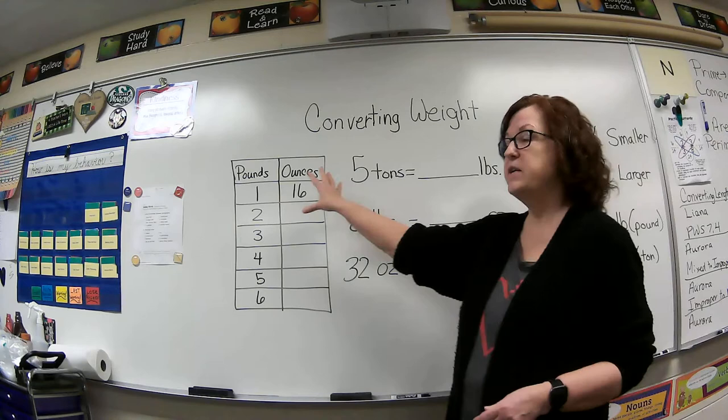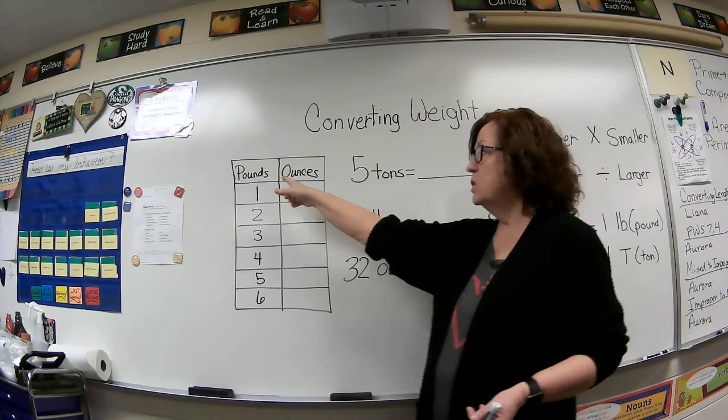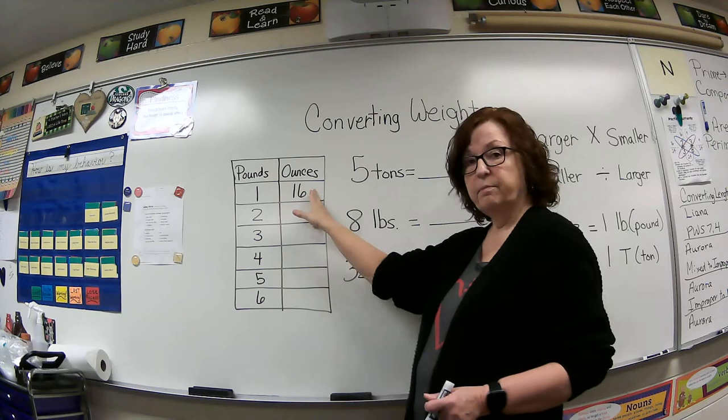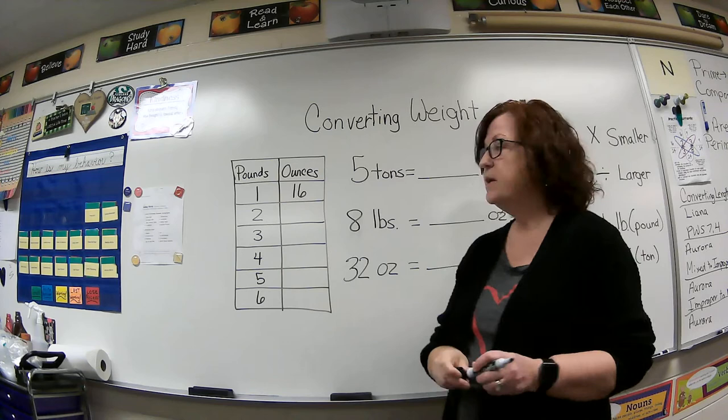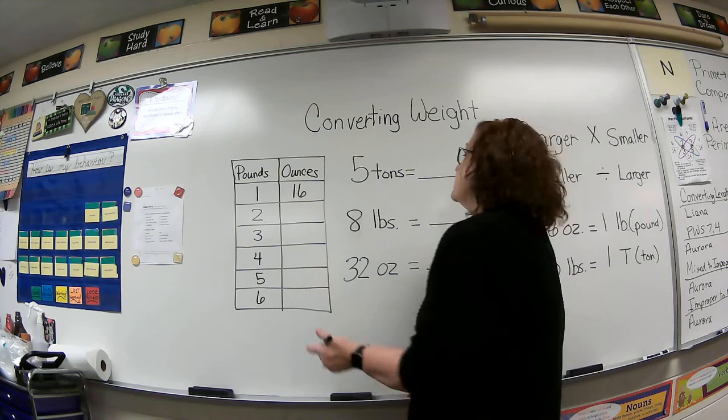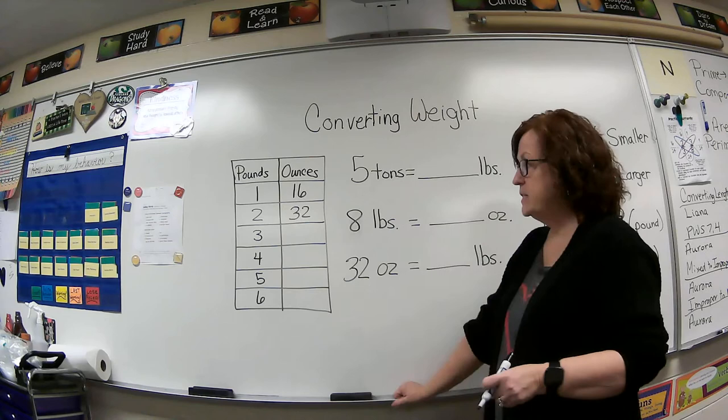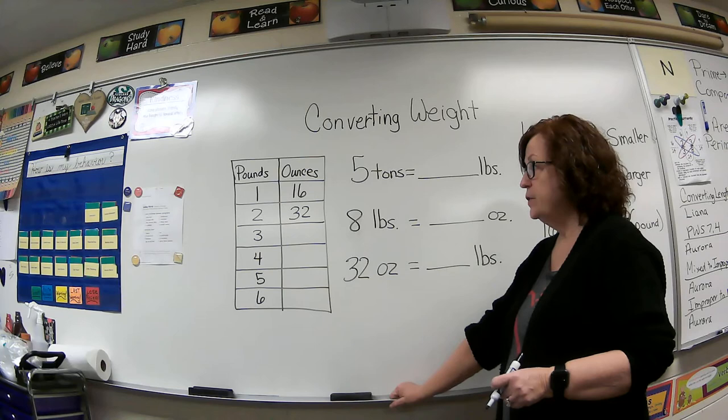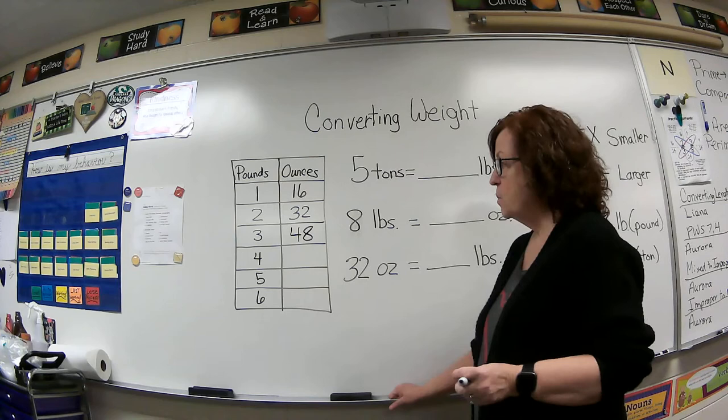Let's fill out our table first for pounds and ounces, okay? So we're going from a larger unit to a smaller unit, so we're going to multiply. What are we going to multiply? We're going to multiply by 16. Okay, so 1 times 16 is 16, obviously. So 2 times 16, maybe we can do that in our heads. 2 times 16, yeah, that's 32. 3 times 16, or maybe we can just add 16 to that 32, and that would give us 48. Okay, and then 4 times 16, or add 16 to the 48.